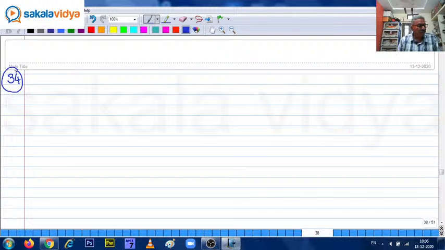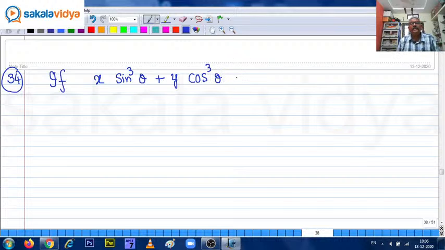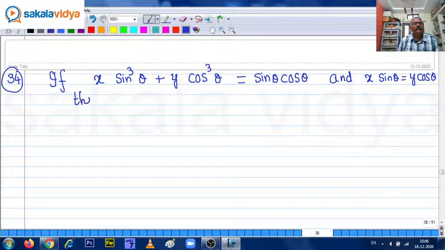Thirty-fourth. If x sin cube theta plus y cos cube theta equals sin theta into cos theta, and x sin theta equals y cos theta, then prove that x square plus y square equals 1.